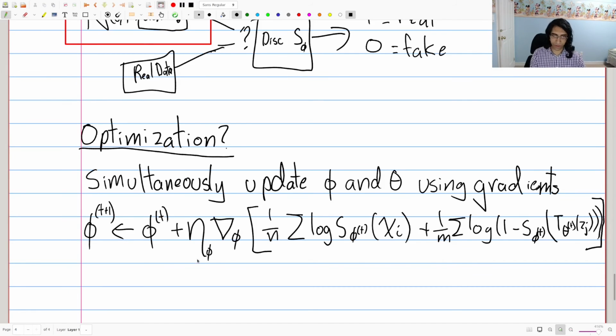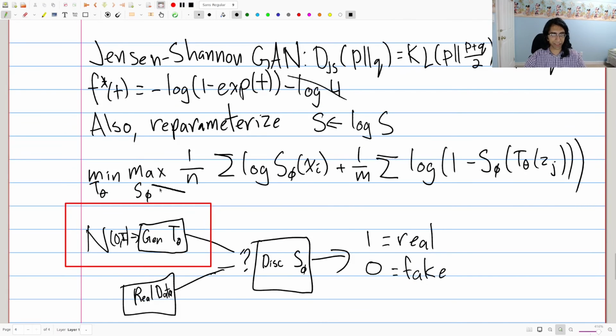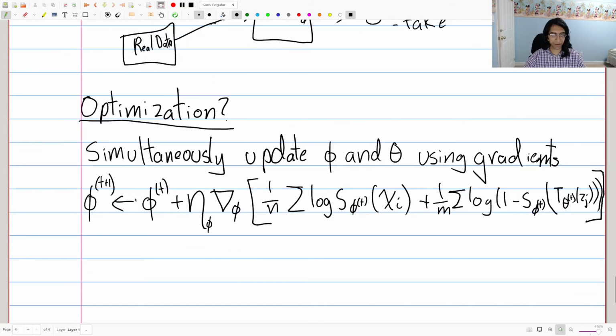Okay, so this is the objective for the gradient update that we would do for the phi, in the sense that it's literally just a standard gradient ascent step. So why do we do gradient ascent? Well, recall that this phi, we're trying to do a maximization here. So when we want to do a maximization, we do a plus instead of a minus.